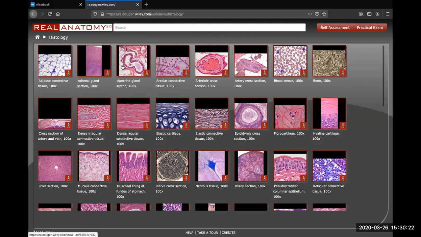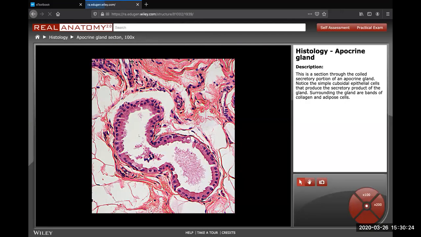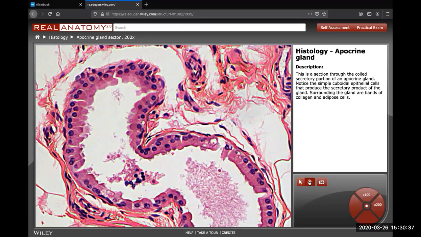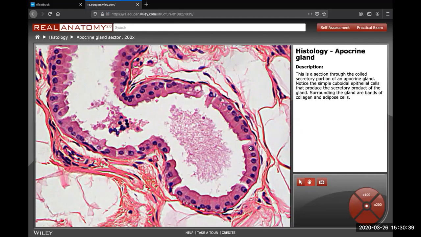I know we had a really cool, oh, we do, look at that. An apocrine gland section through the coiled secretory portion of an apocrine gland. Simple cuboidal epithelial cells. Yeah, check that out. So that's pretty cool. So we got a nice picture of an apocrine sweat gland where you can see, at least down here, it's really nice and clear, a single row of nuclei indicating simple cuboidal epithelium, right? That's pretty nifty. Very cool.